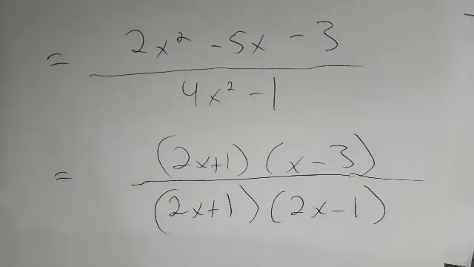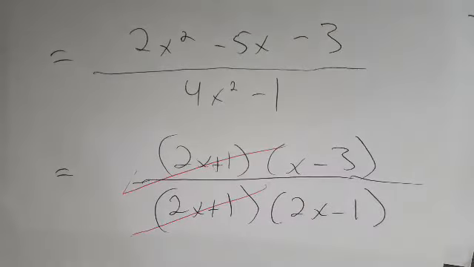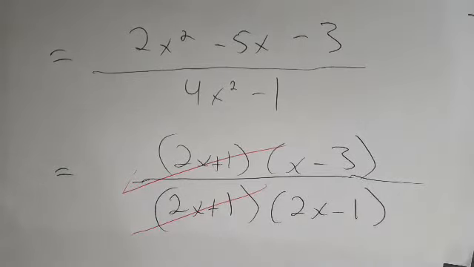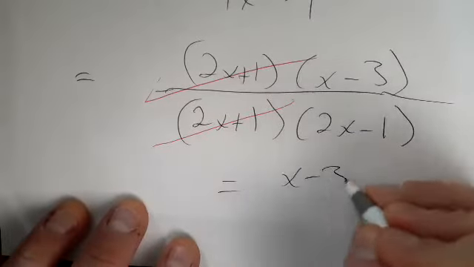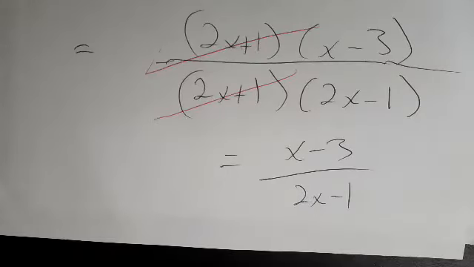And now I'm looking. I'm going to play the slasher, right? Okay. So x minus 3 over 2x minus 1 is my final thing. Final simplified expression.